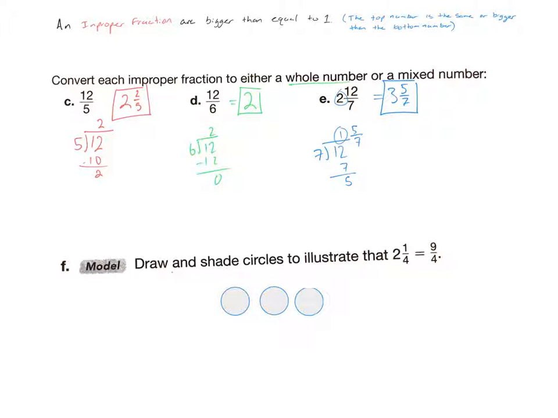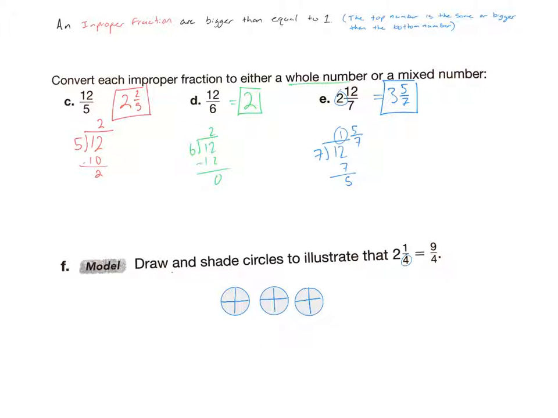I missed the top of that one there a little bit, but it's okay. What I'm going to do is, since my denominator is 4, I'm going to divide each of these into 4 parts. Okay, so let's shade here. I'm going to use a highlighter in yellow.